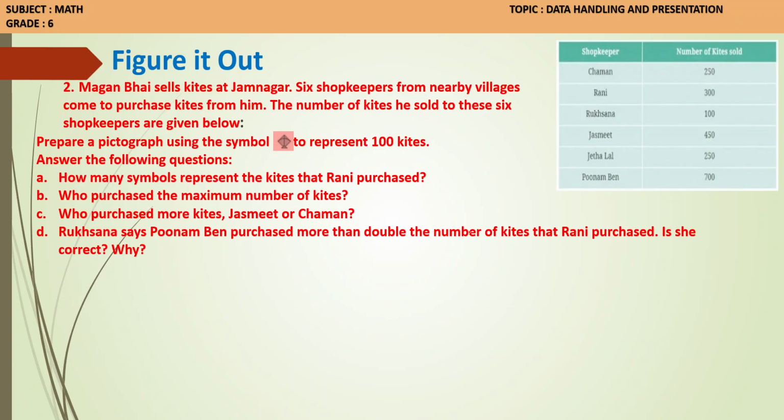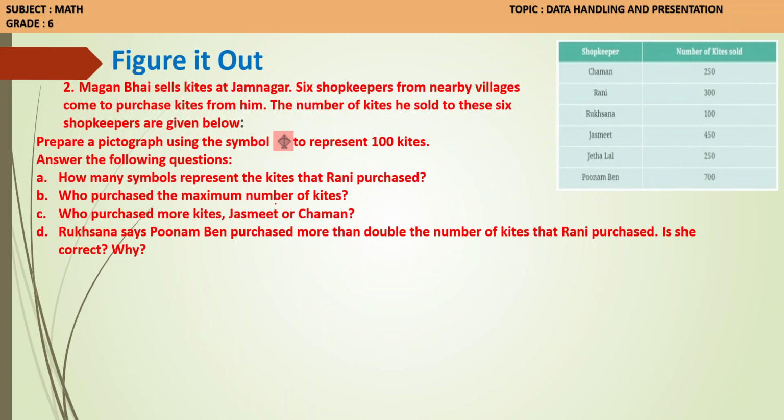Second question, figure it out. Maganbhai sells kites at Jamnagar. Six shopkeepers from nearby villages come to purchase kites from him. The number of kites he sold to these 6 shopkeepers are given below. We need to prepare a pictograph using the symbol of a kite to represent 100 kites. Answer the following questions. How many symbols represent the kites that Rani purchased?